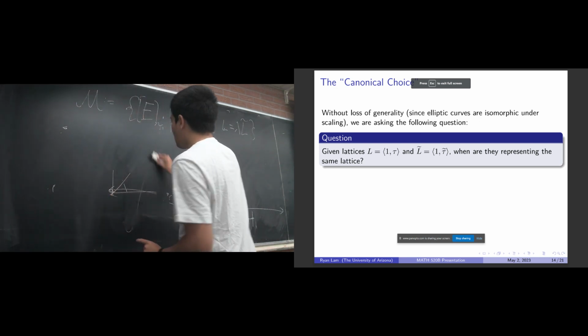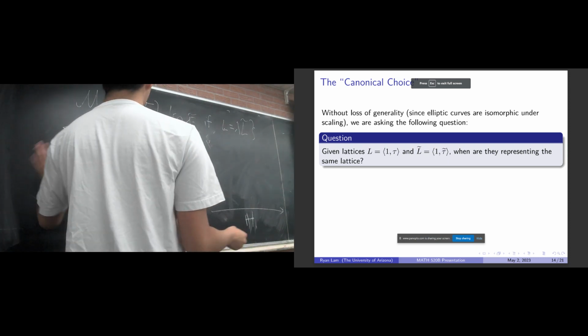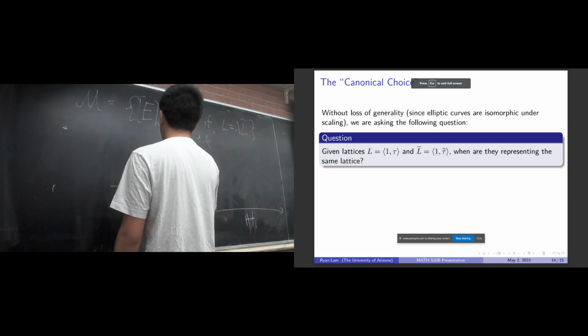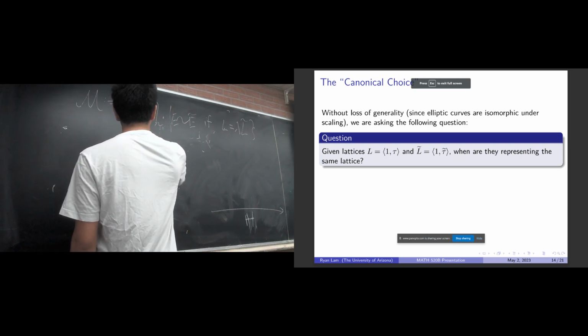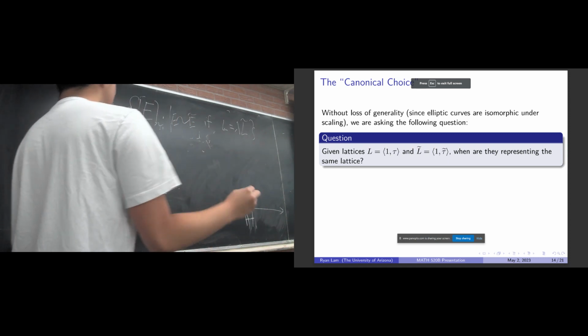Okay, so how can different tau be the same lattice? I should not have erased this example, but whatever. So here's my tau. What are the ways that I can change tau so that they span the same lattice?